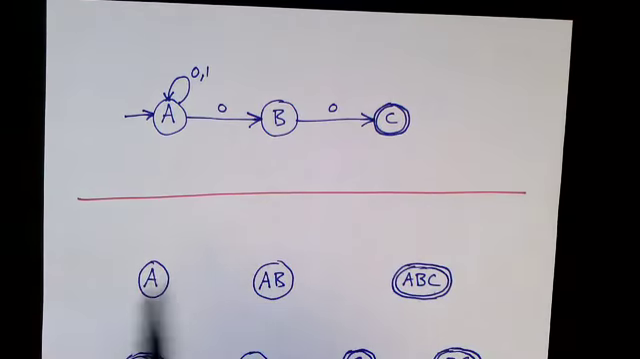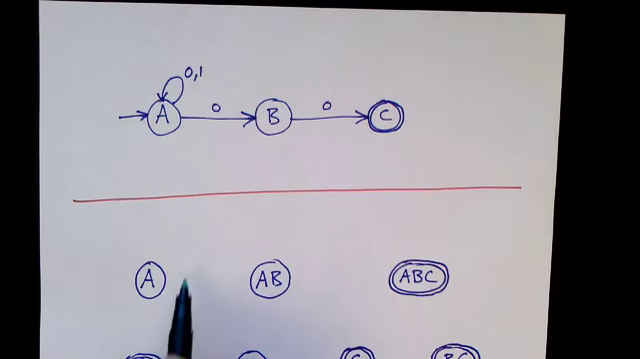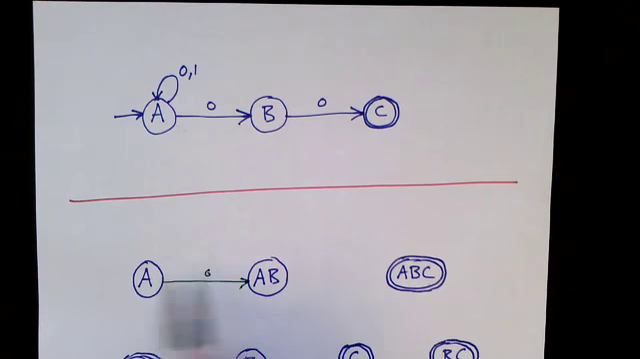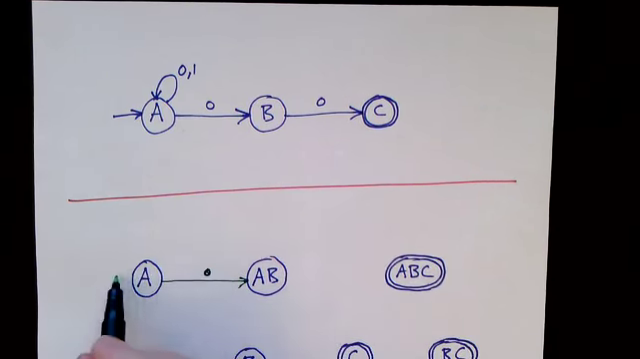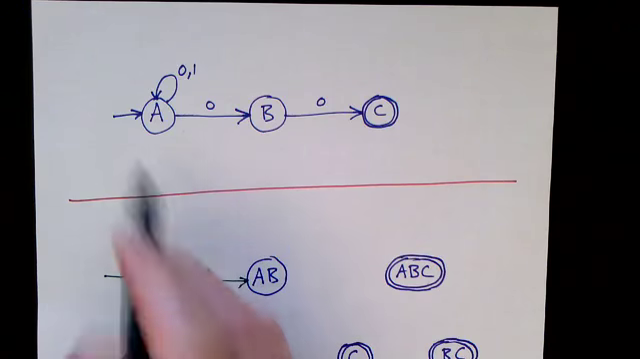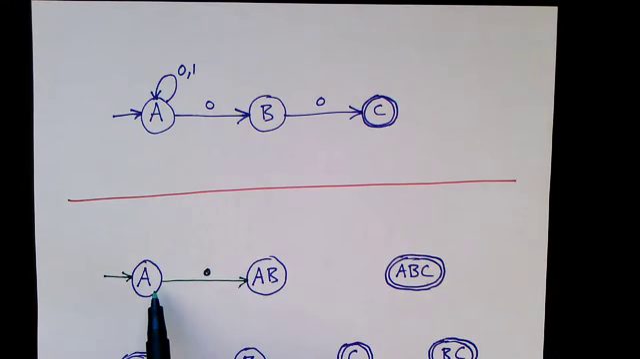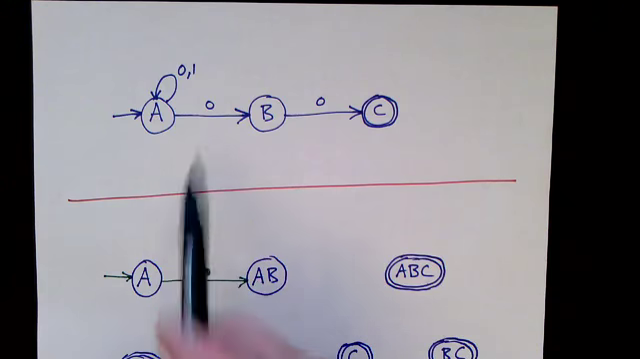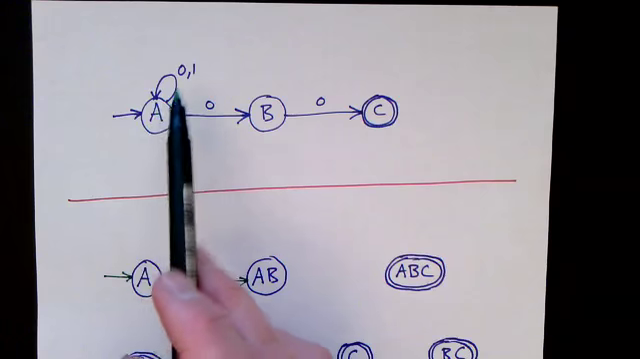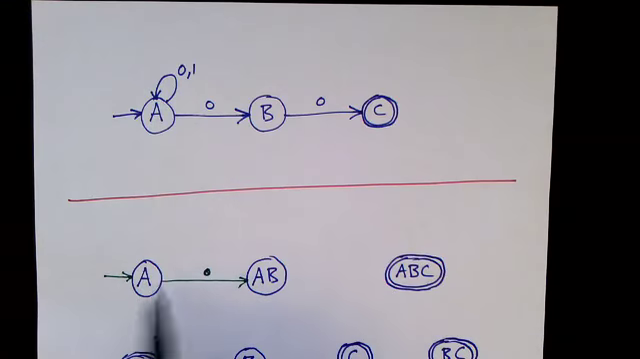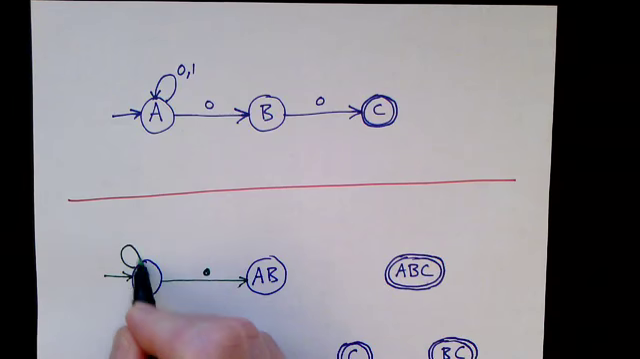So let's just go ahead and indicate that by drawing this transition here and labeling it 0. A is our initial state, because initially we're in state A alone. If we get a 0, we go to states A and B. Now what about if we get a 1? Well, if we get a 1, we stay in state A, so I'll put the transition here labeled 1.